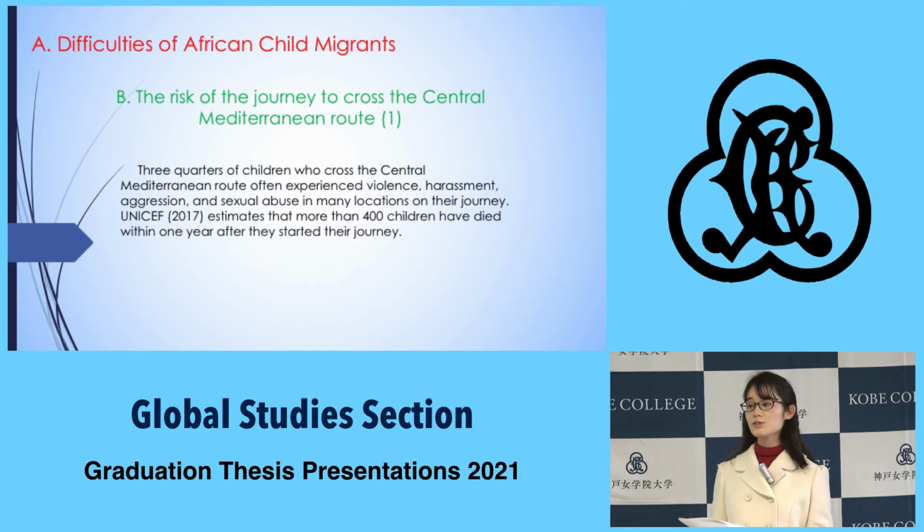The risk of the journey to cross the Central Mediterranean route. 3/4 of children who cross the Central Mediterranean route often experienced violence, harassment, aggression, and sexual abuse in many locations on their journey. UNICEF estimates that more than 400 children have died within 1 year after they started their journey.